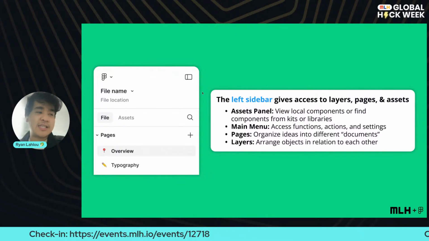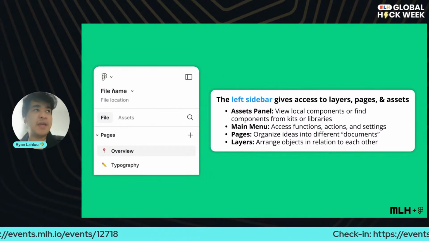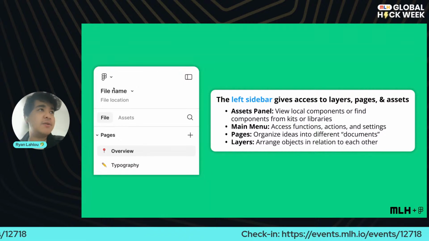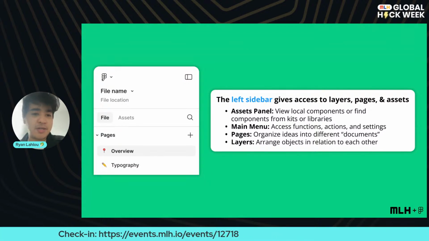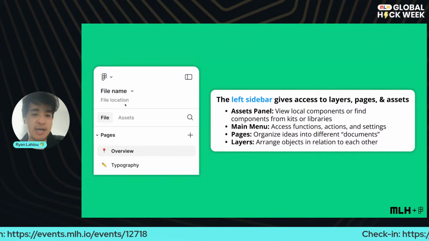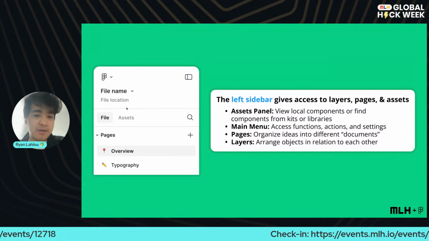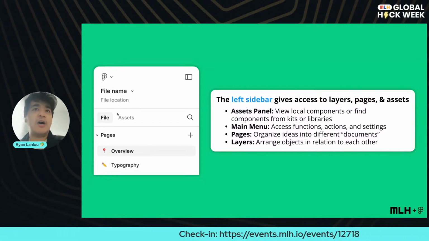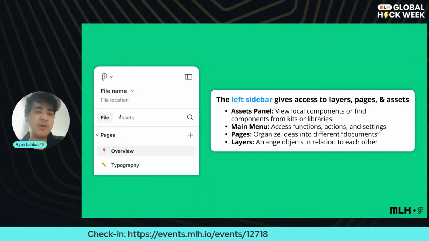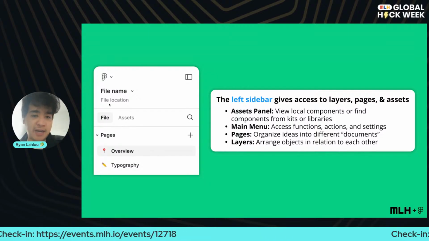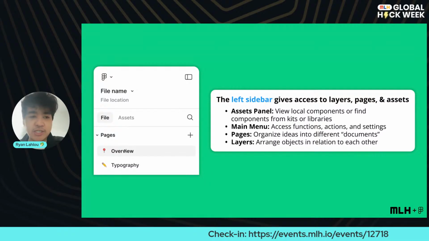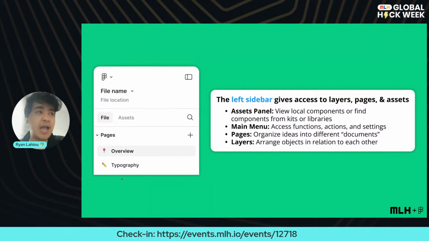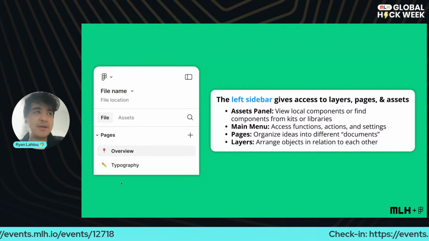The left sidebar gets a little bit more complicated. It has a few main areas. We see right here on the top left a menu. We see more menu options here for your file name, file location, and any other settings that aren't covered in this main menu. We have the File tab and the Asset tab. The Asset panel is where you're able to view local components or find components from kits or libraries. We won't be using this during this workshop, but we will be using the File tab, where we're able to see all of our pages and our layers. Think of pages as multiple sheets in a Google Sheet or an Excel document. Below it, we have our layers, which show all of the elements in our UI.